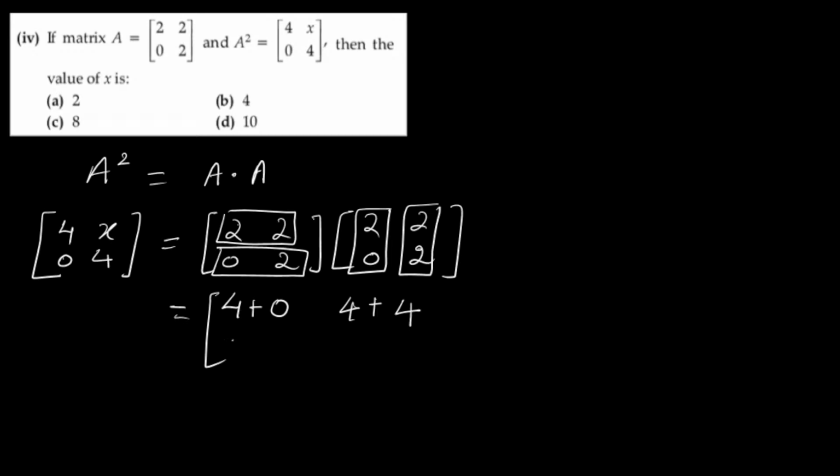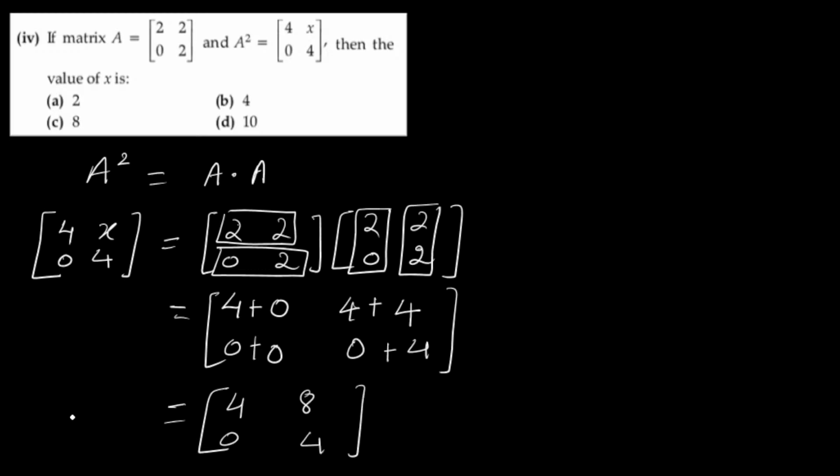2 into 0, 2 into 0, 0 plus 2 into 0, 0. Again 0 into 2, 0 plus 2 into 2, 4. So here we have found 4, 8, 0, 4. If you compare both the sides, what is the value of x we are getting? Yes, x is equal to 8.